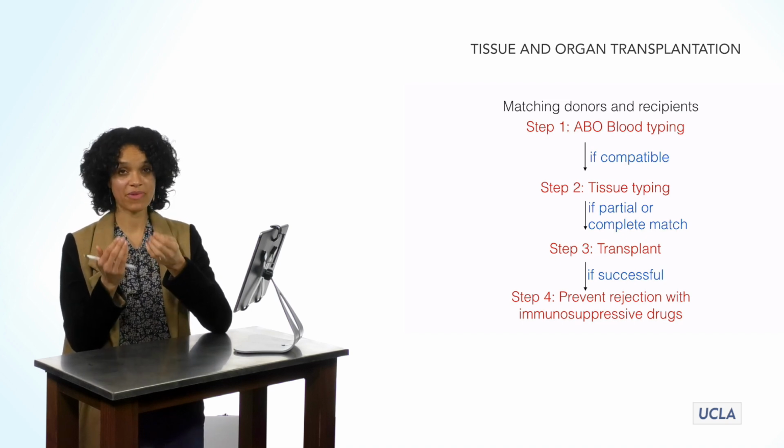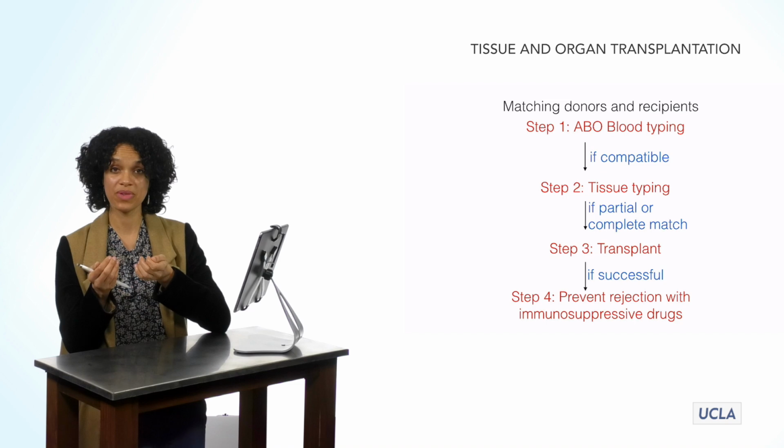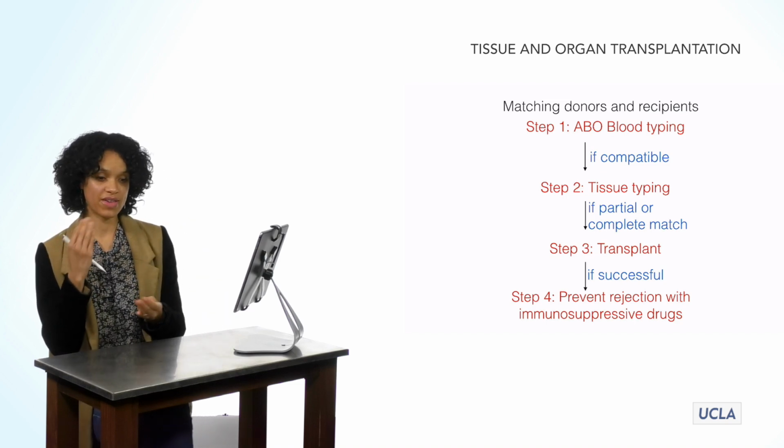The second level of compatibility is figuring out how compatible their tissues are. So this will go into detail a little bit, but it's rare to be a perfect match. If you're even a partial match, you're going to go to the next level, which is to transplant the organ into the recipient. And this is not a process that works 100% of the time. It might be successful, it might not be. If it is successful, the next step is to give the recipient immunosuppressive drugs, and they have to stay on those immunosuppressive drugs for the rest of their lives.